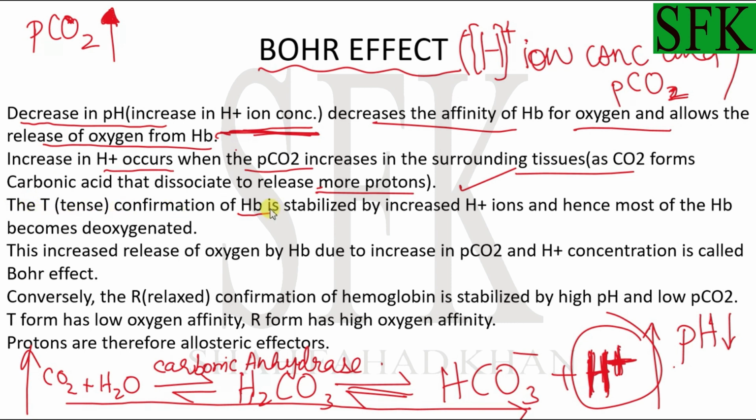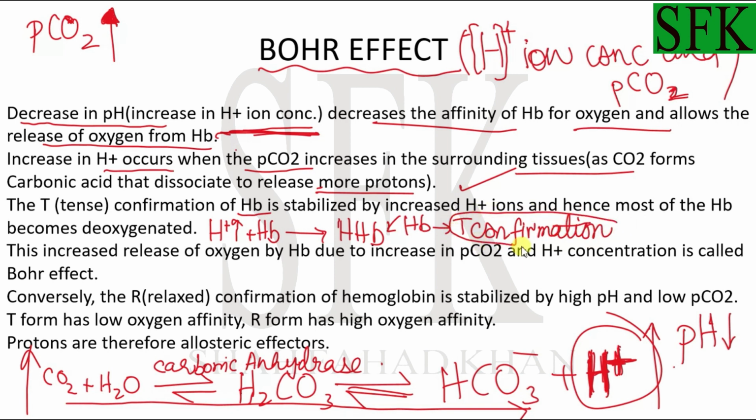The T conformation of hemoglobin is stabilized by the increased H positive ions, and hence most of the hemoglobin becomes deoxygenated. All right. So now, if the H positive ion concentration increases, it will combine with the hemoglobin, and if it combines with the hemoglobin, it will form HHb, hemoglobinic acid. In this hemoglobinic acid, the hemoglobin is in the T conformation. And whenever the hemoglobin is in the T conformation, its affinity to accept oxygen is very, very low.